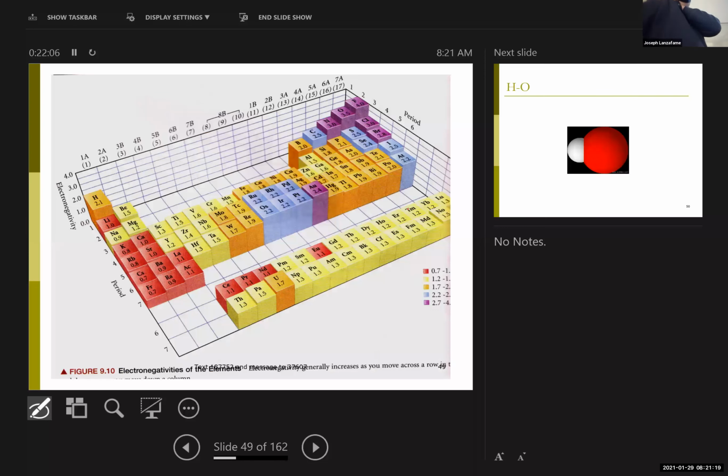If you look, fluorine, oxygen, and nitrogen are very electronegative, but quite frankly, chlorine is as electronegative as nitrogen, and bromine is almost as electronegative as nitrogen.